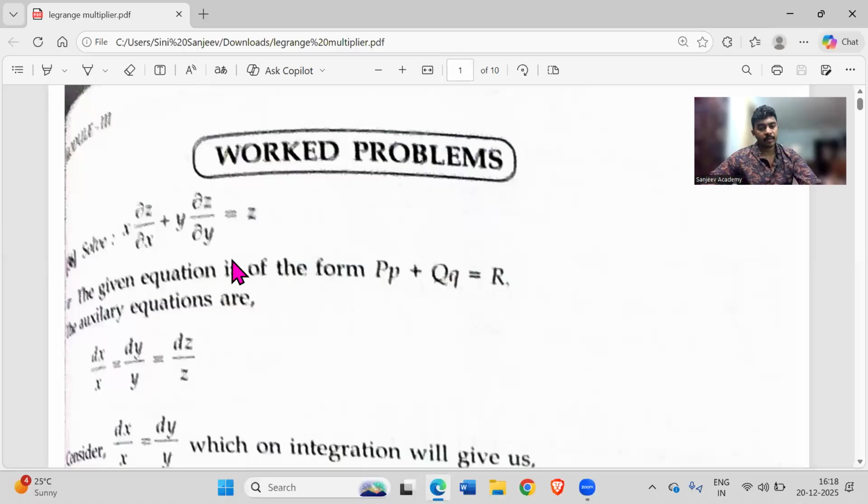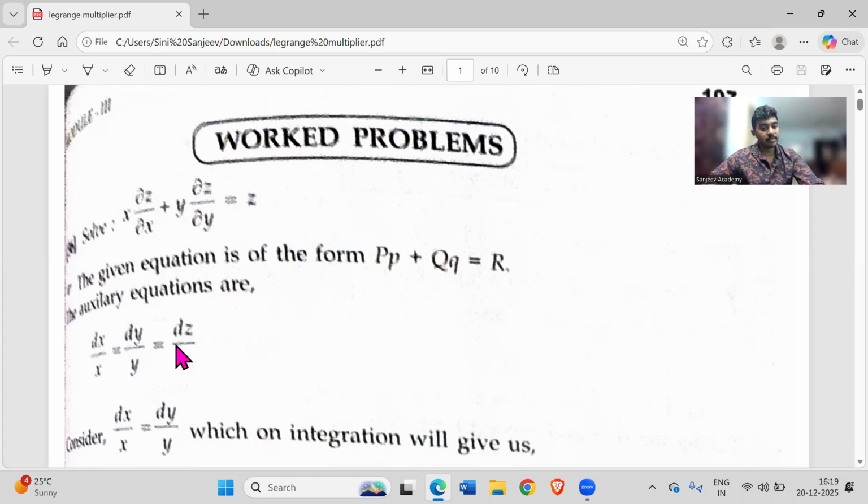In every question you write in this form only: Pp plus Qq is equal to R. Here they've given us: solve x ∂z/∂x plus y ∂z/∂y is equal to z. And for every question, the auxiliary equation is dx by x is equal to dy by y is equal to dz by z. It is all of the form Pp plus Qq is equal to R.